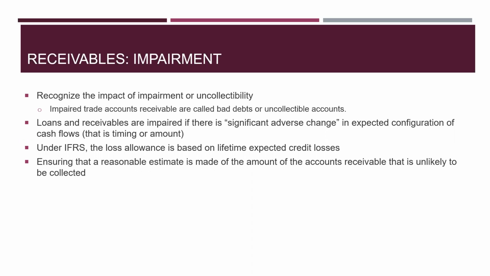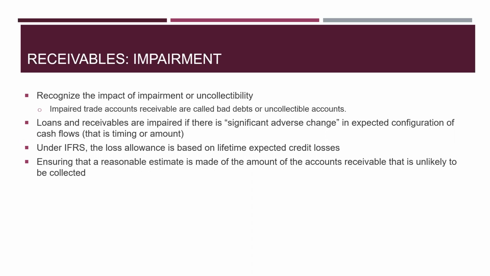Okay, so we have to account for that information, which is also called bad debt or uncollectible accounts. As and when the companies know about that information, they need to go ahead and adjust their receivables accordingly. For your loans and receivables, if these are impaired, generally when we have significant adverse changes, that will change the cash flow timing in the future.